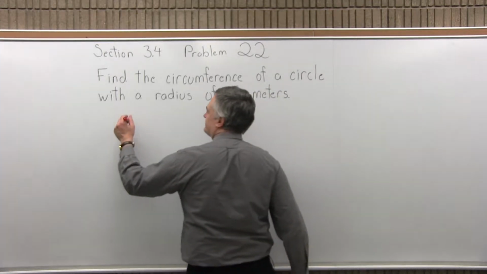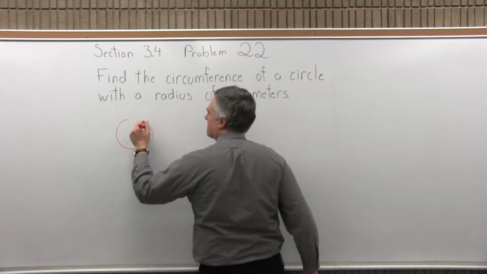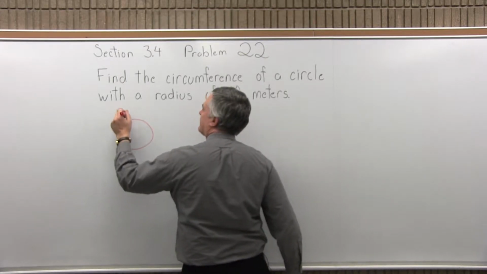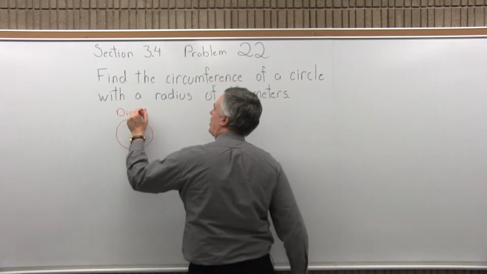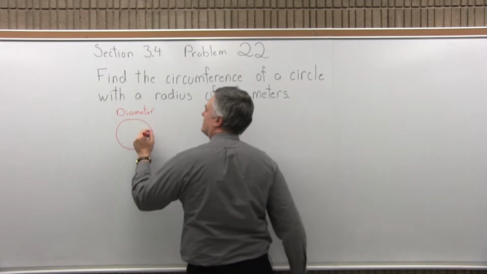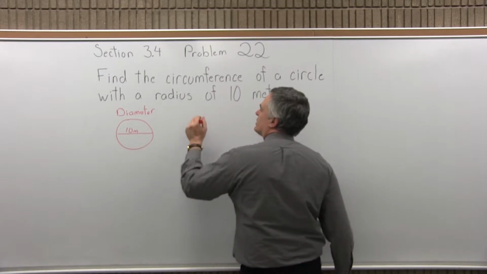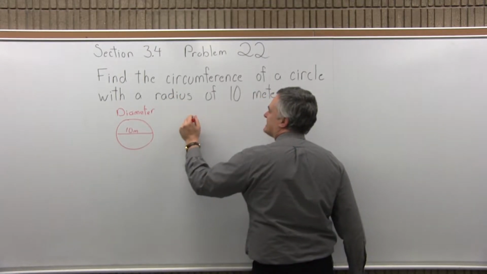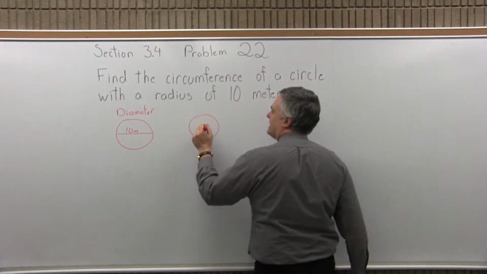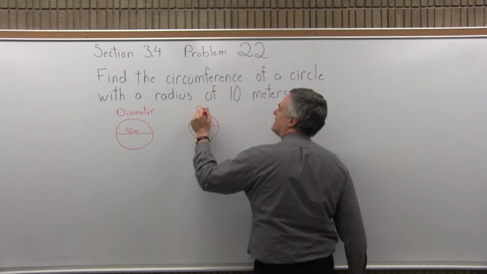So if you say diameter, that is the distance all the way through the center of the circle. This was problem number 21. So this one says radius. The radius is half of that. It's the distance from the center of the circle to the edge.